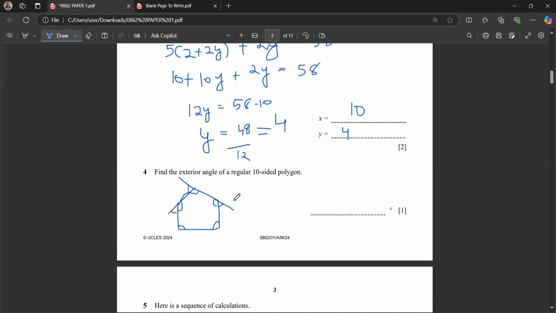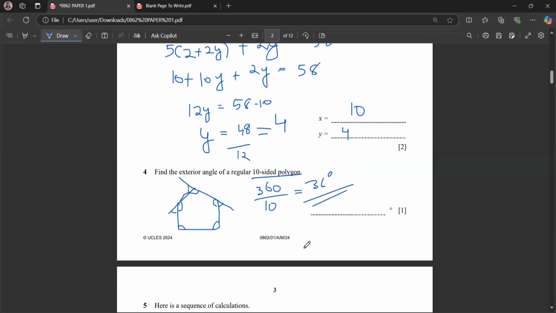Now, to find the exterior angle of a regular 10-sided polygon, we have a property where all the exterior angles of a regular or irregular polygon for that matter add up to 360 degrees. Since for a regular polygon all the exterior angles are going to be equal, you can do 360, that is the total sum of all the exterior angles, divided by 10, because there will be 10 exterior angles for a 10-sided polygon. Gives the answer 36 degrees.